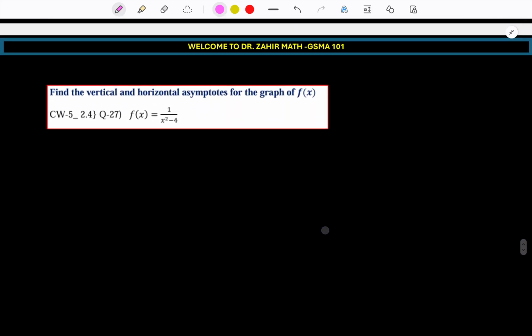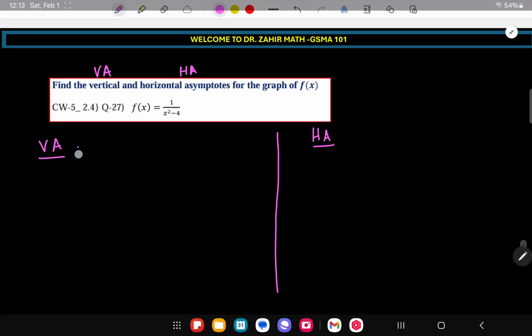Okay, let's go to the question. Find the vertical and horizontal asymptotes for the graph. I write vertical asymptote as VA and horizontal asymptote as HA. I'm going to find VA here and HA here. So for finding vertical asymptotes, what is the rule?